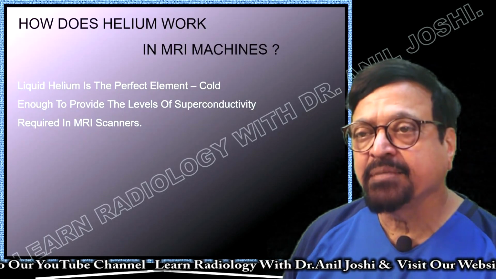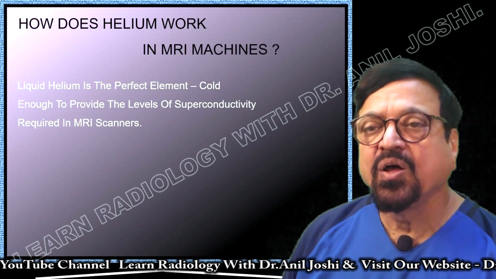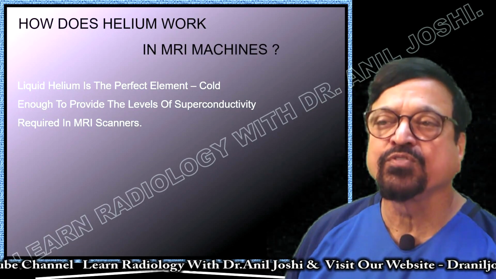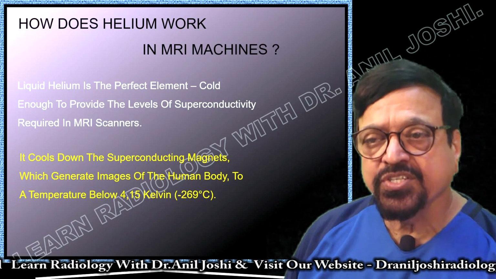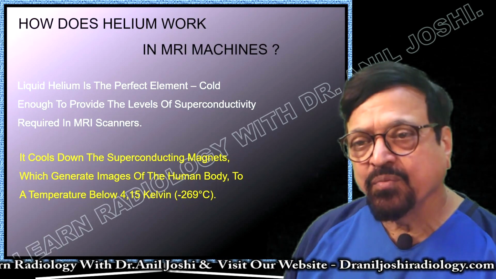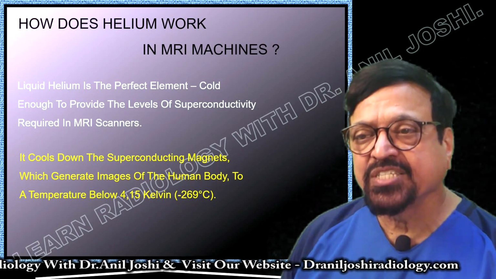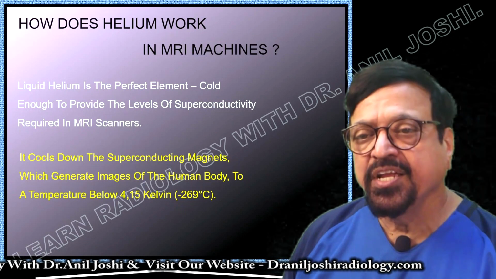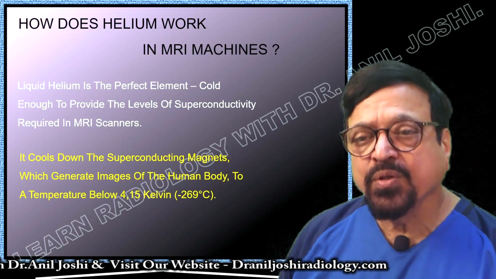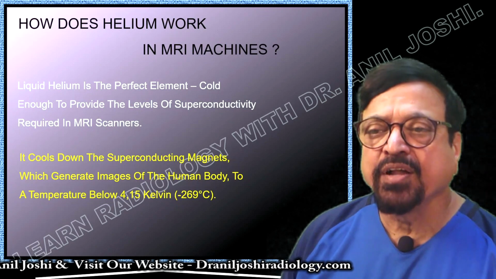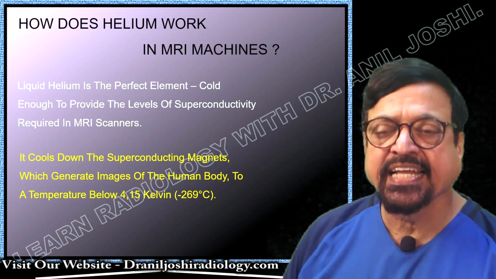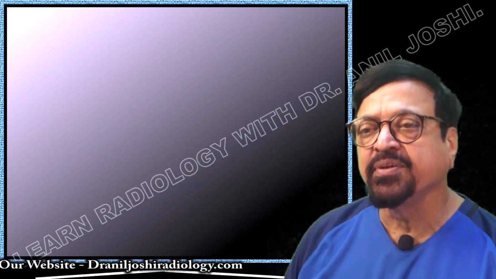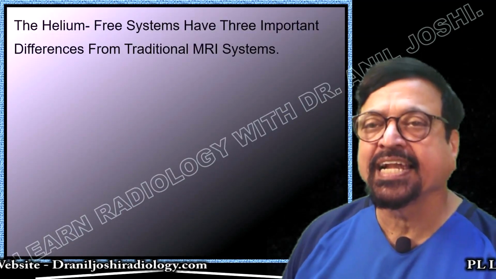Liquid helium is the perfect element, cold enough to provide the level of superconductivity required in the scanner. It cools down the superconducting magnet, which generates images of the human body, to below the temperature of 4.15 Kelvin, that is minus 269 degrees, the boiling point of helium. So it cools the magnet till that temperature.